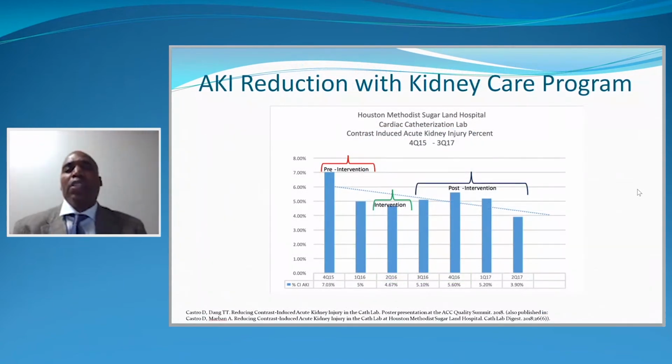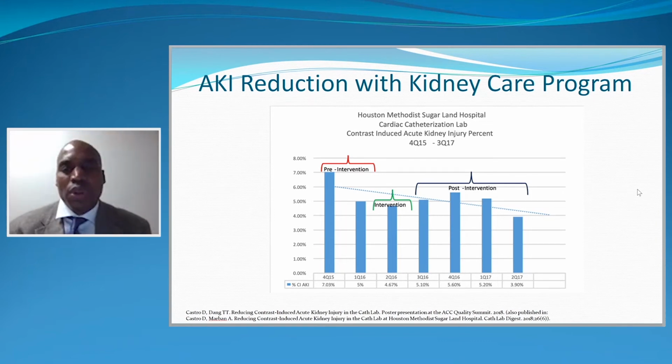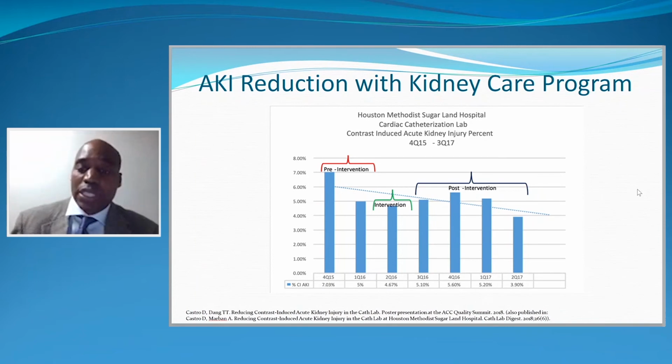This slide illustrates the reduction that we saw initially from around 2015 through 2017, a reduction in AKI. Through 2019 and 2020, we have data showing that our rates have ranged anywhere from 3 to about 6. So we're able to maintain a reduction in AKI that is usually below the 50th percentile.